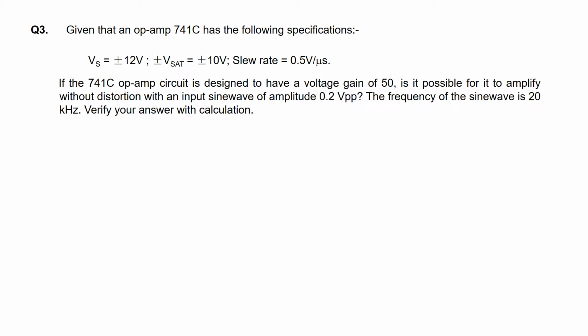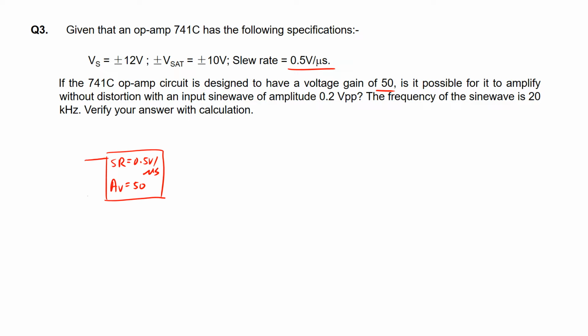We must verify our answer with the calculations. I will start off by drawing a box. This box represents the 741 op-amp circuit, and inside this box we gather the information given to us, like the slew rate. The slew rate is given as 0.5 volts per microsecond. We are also given the voltage gain as 50. These two parameters belong to the op-amp circuit.